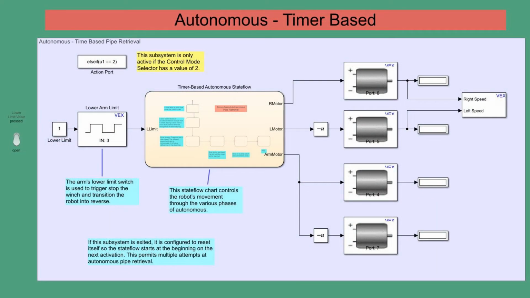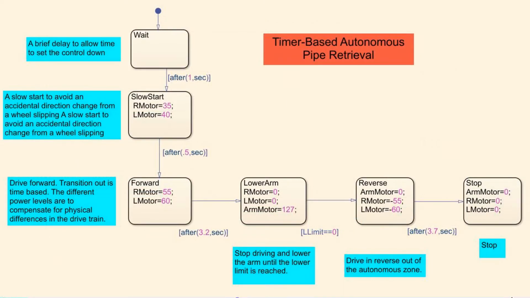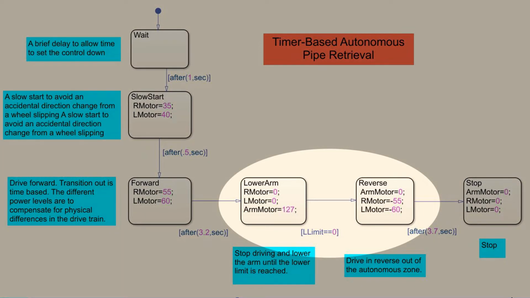Our original autonomous routine uses timers to control the robot's movements. Here in the stateflow, you can see the various segments and the timings for when the robot transitions between them. The second to last transition is triggered by the arm reaching the lower limit switch.